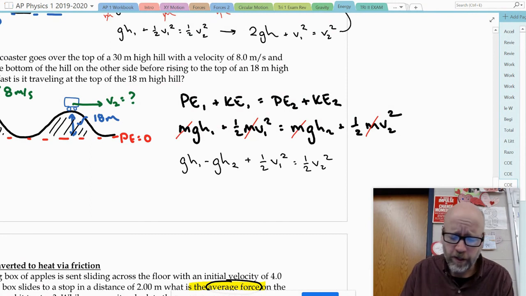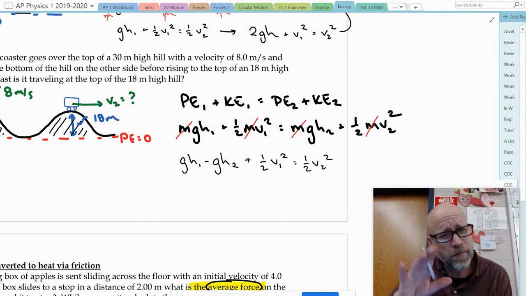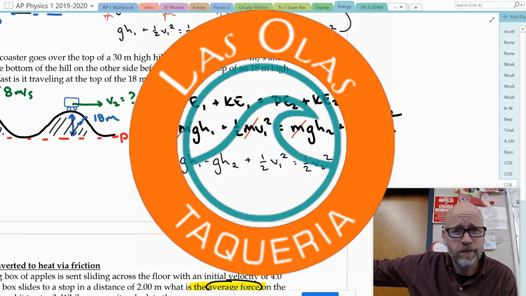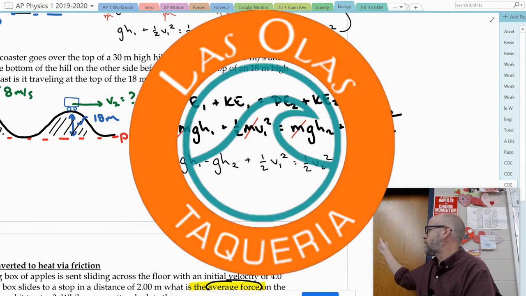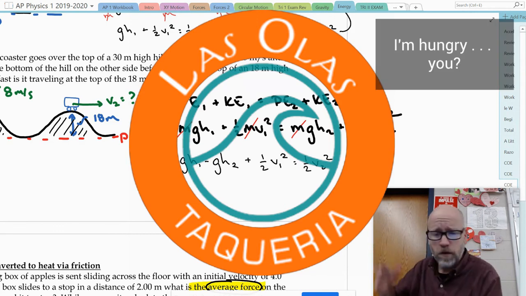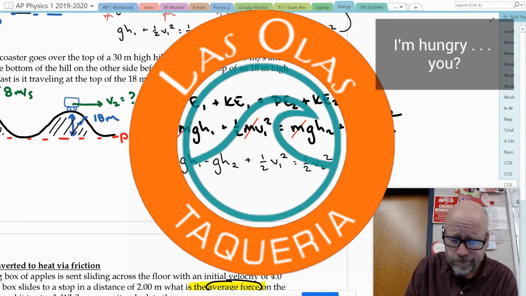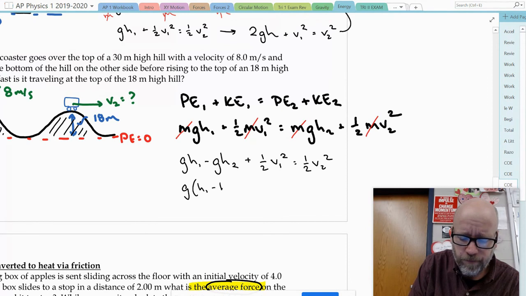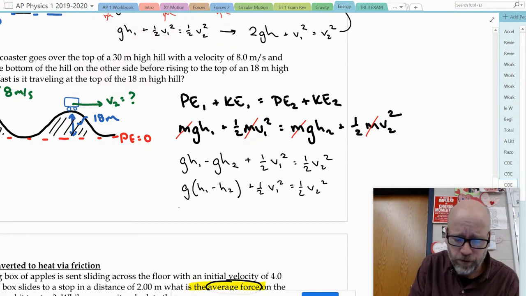Good. Now, I can take many different paths and still end up at Las Olas when I get out of here. I can go out there and take a left, go out here, take a right. Same thing with algebra. I think I'm going to factor out a g. And then I think I'm going to multiply by 2.